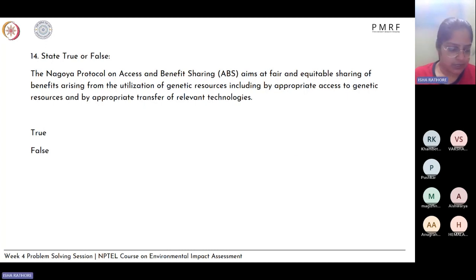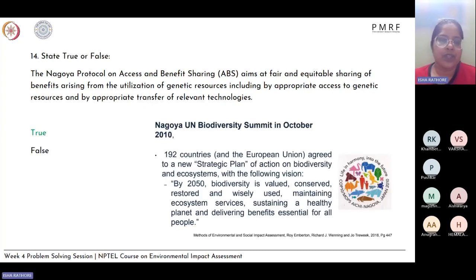Okay, so the statement is true. Under the Nagoya Protocol on Access and Benefit Sharing, which happened in October 2010, 192 countries agreed to a new strategic plan of action on biodiversity and ecosystems with the vision that by 2050, biodiversity is valued, conserved, restored, and widely used, maintaining ecosystem services, sustaining a healthy planet, and delivering benefits essential for all people.